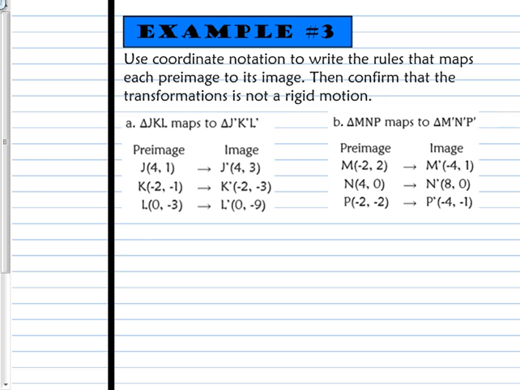Okay, example number 3. We're going to use coordinate notation to write the rule that maps each pre-image to its image, then confirm that the transformation is not a rigid motion. Again, a rigid motion means that it has stayed exactly the same. So we need to see if maybe a side has gotten longer, then it's no longer a rigid motion. So looking first at what our rule might be.